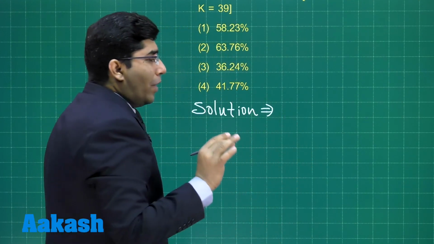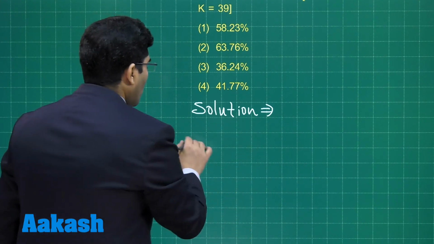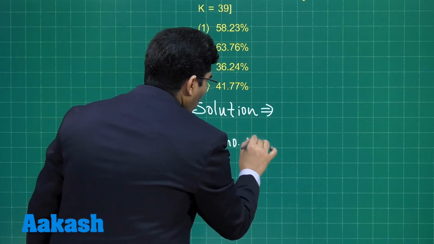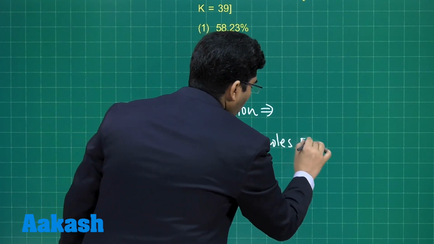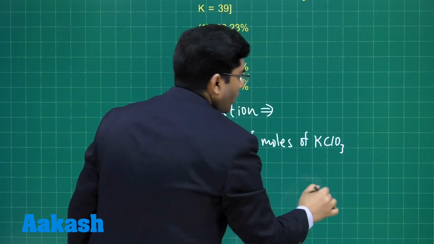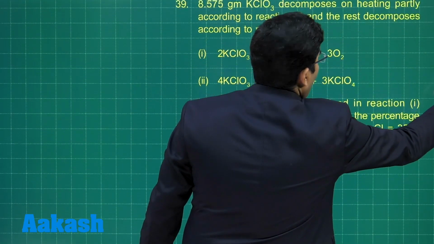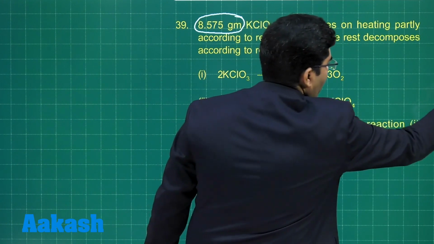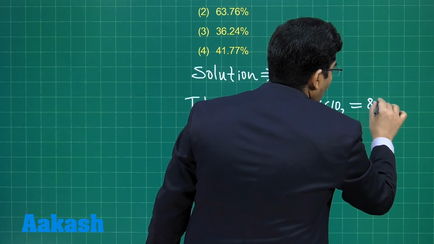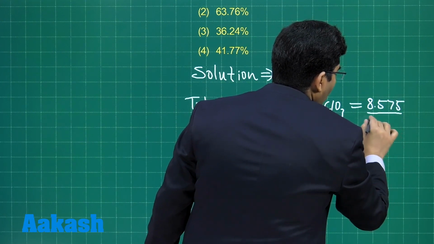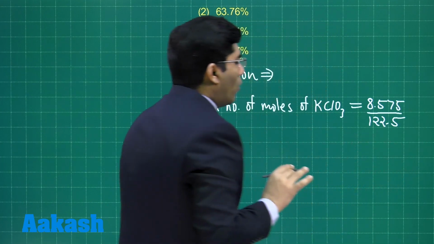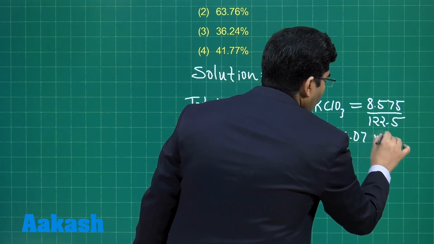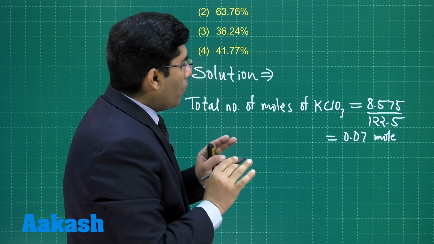Now, first we have to find out the number of moles of KClO3. So, the total number of moles of KClO3 will be equal to its given weight divided by the molar mass. The given weight is 8.575 grams. So, 8.575 divided by 122.5. This is the molar mass of KClO3, right. And when we solve it, we will get 0.07 mole, right? So this is the total number of moles of KClO3.